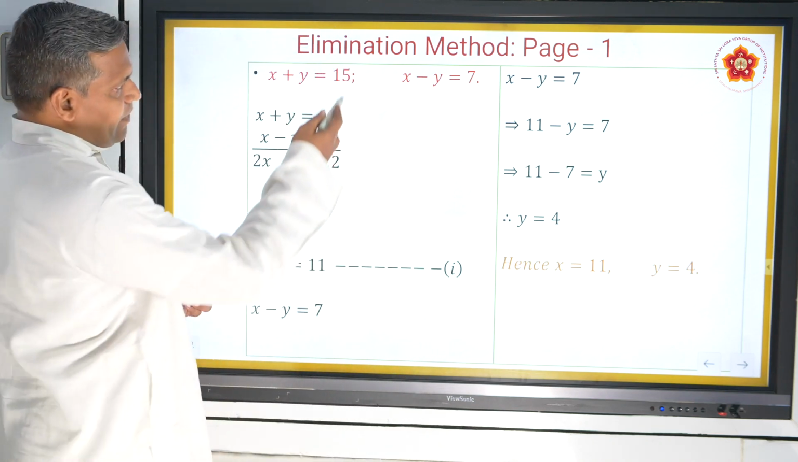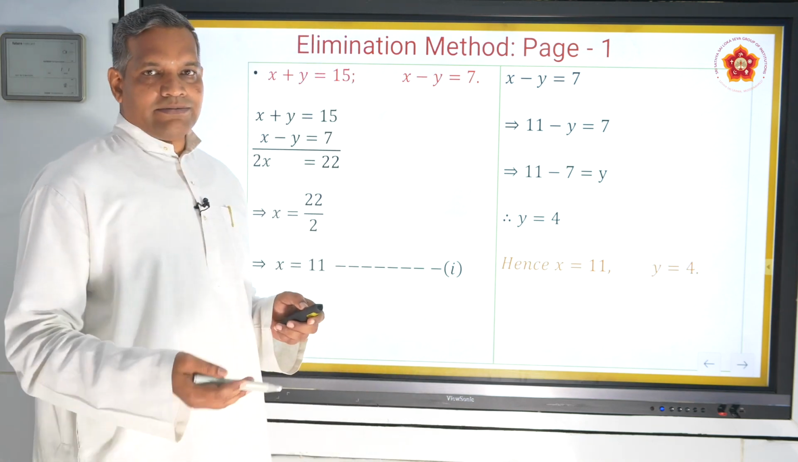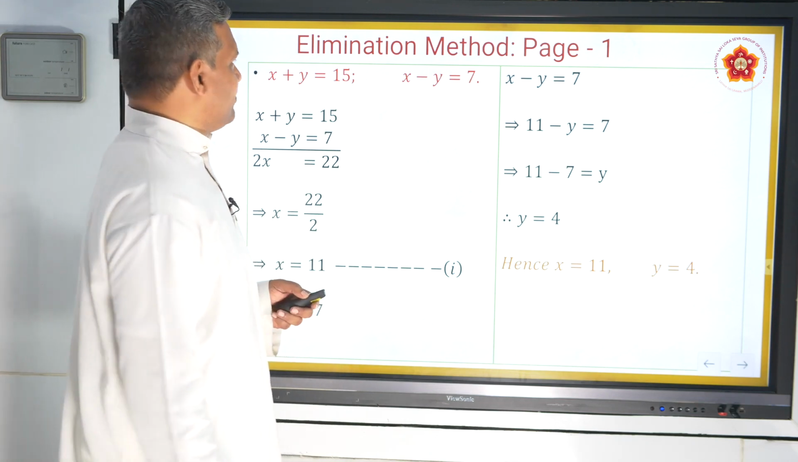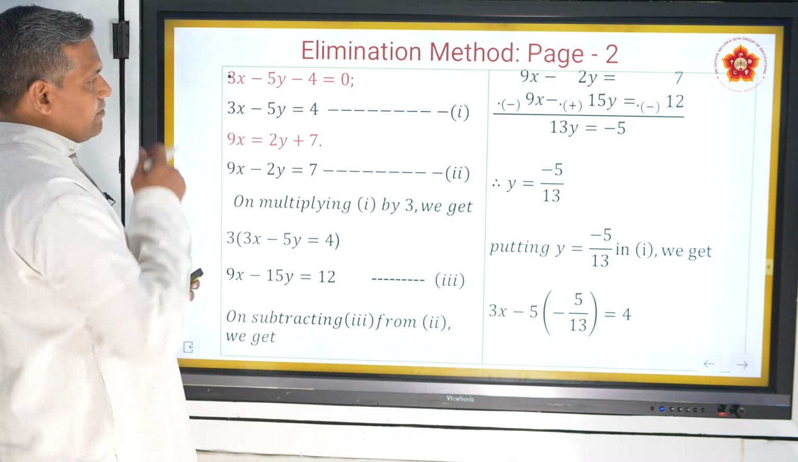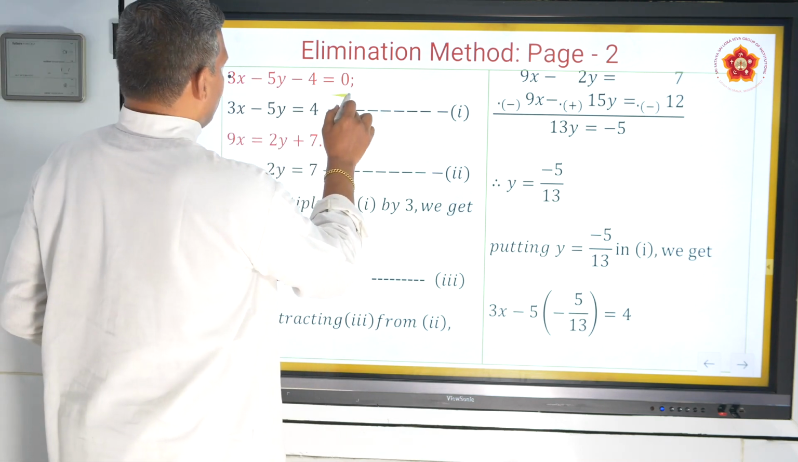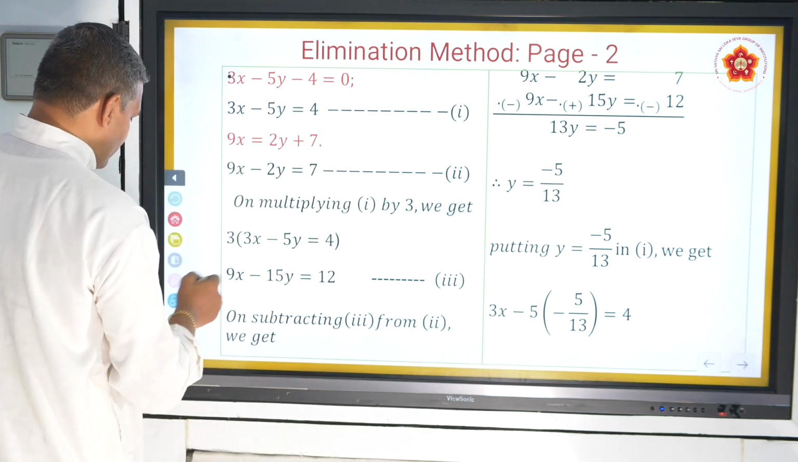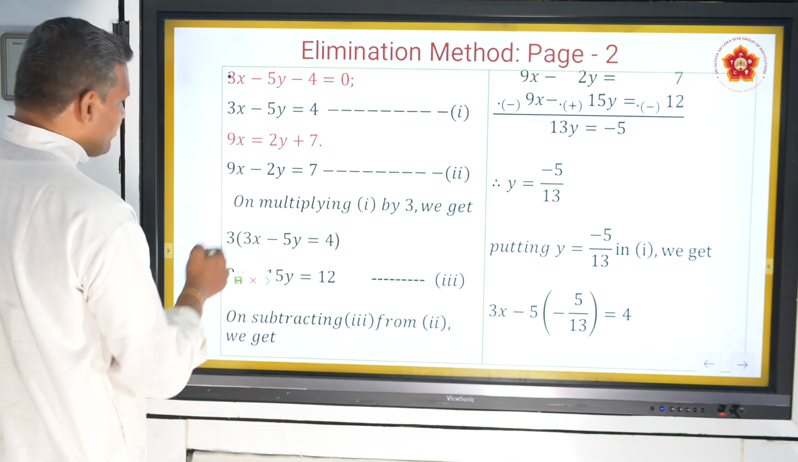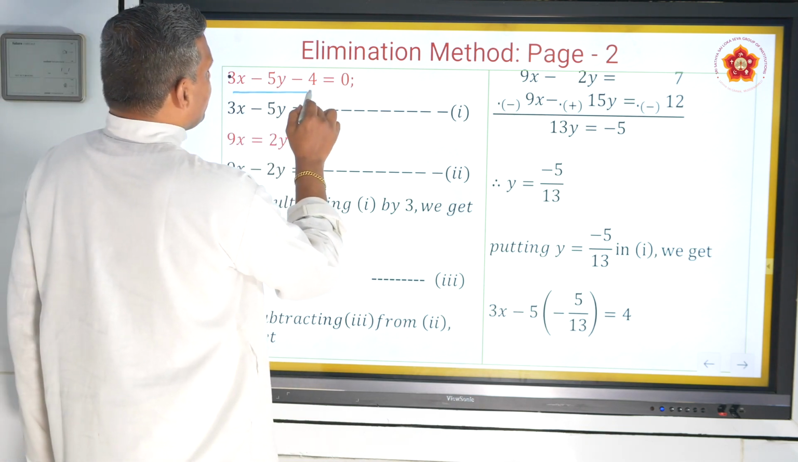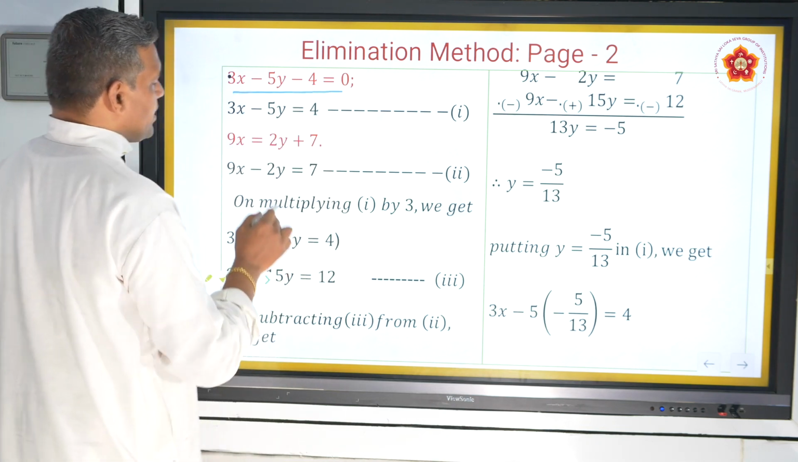Let's go to the same elimination method. You know the pattern now. Easy sum is over. Now a little more difficult sum will come, not a bouncer. So elimination method part 2. The given equations are, see, 3x minus 5y minus 4 is equal to 0 is the first equation.